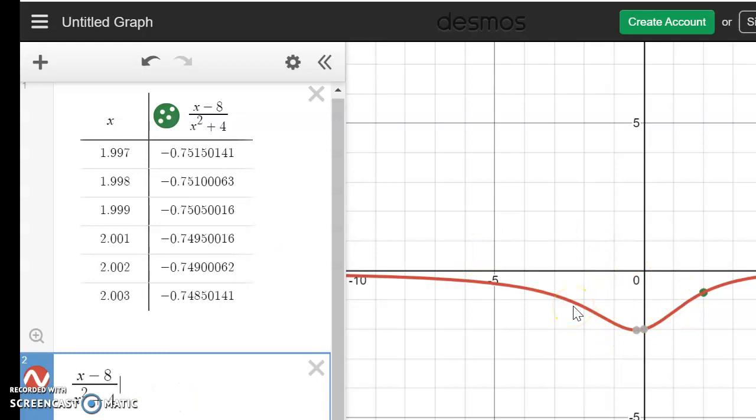And we can see we're looking for the limit as x approaches 2. So if we go over to 2, here we are. At this point, 2, you can see it is approaching negative 0.75. So that is our limit.